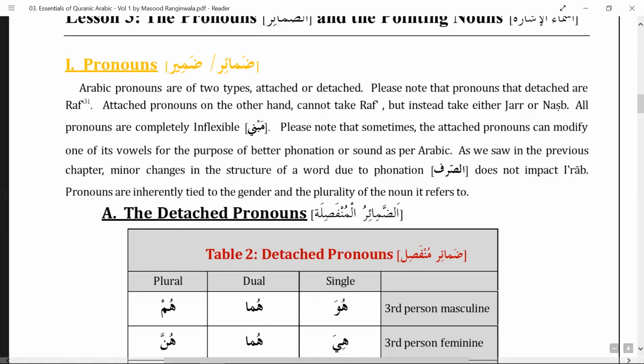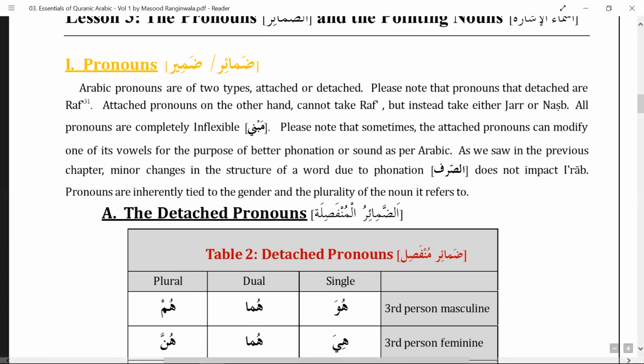Sometimes the attached pronouns can modify one of its vowels for the purpose of better phonation. Phonation means the sound as per Arabic. We will see this soon. Like for example, when I say his book, kitabuhu, I say it's who. The who is the attached pronoun here. But sometimes you will see kitabihi. You will see the dhamma of who has changed to kasra, he. It happens at times for the phonation. We saw in the previous chapter minor changes in the structure of word due to phonation. Phonation studies are there in Sarf, and these changes don't impact the i'rab. Although the sign is changed, the i'rab is not impacted.